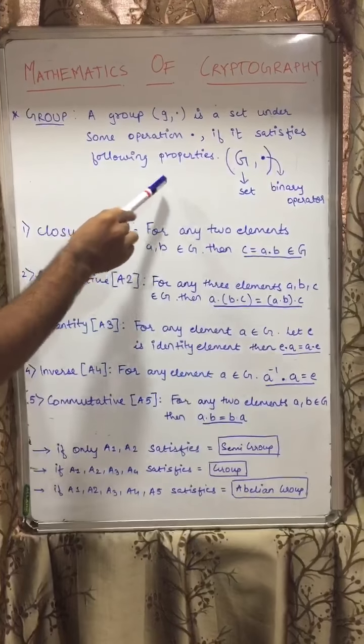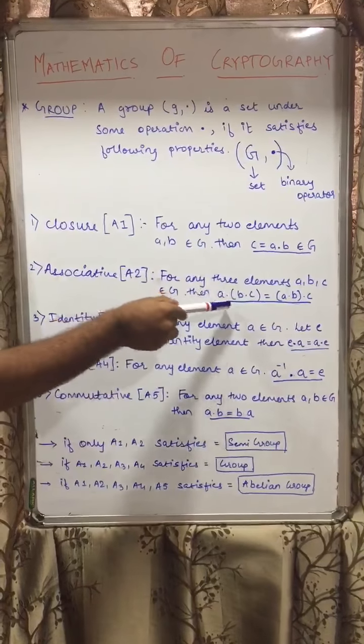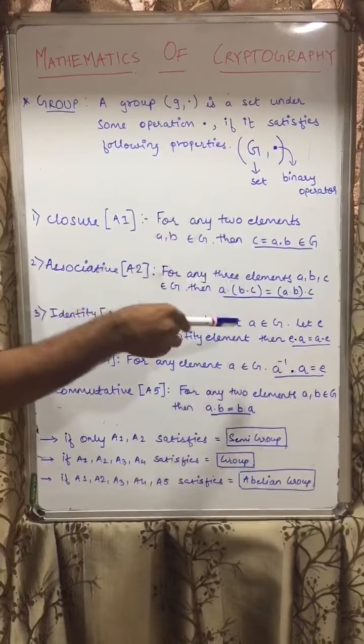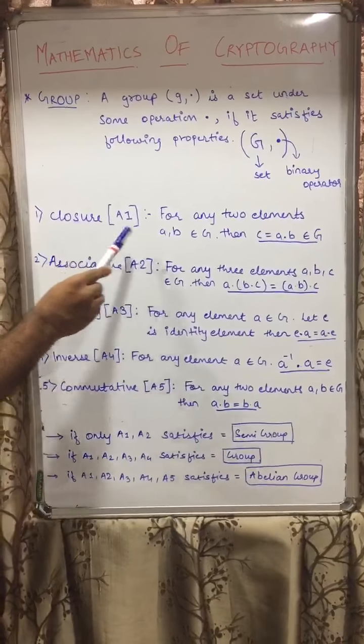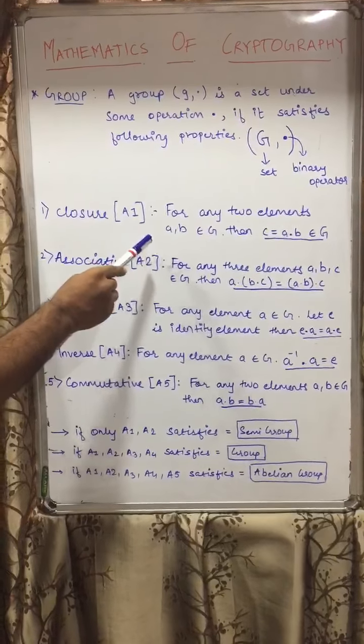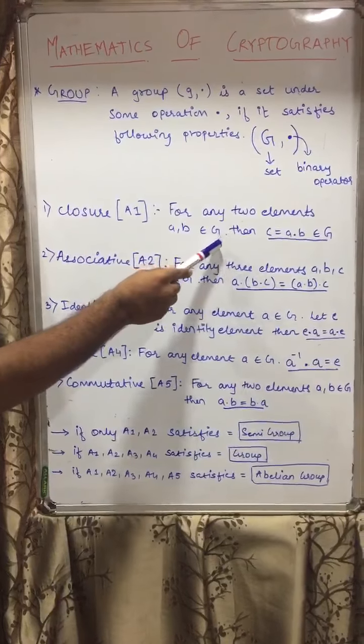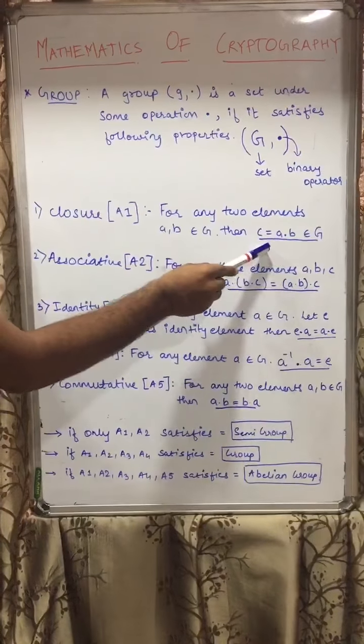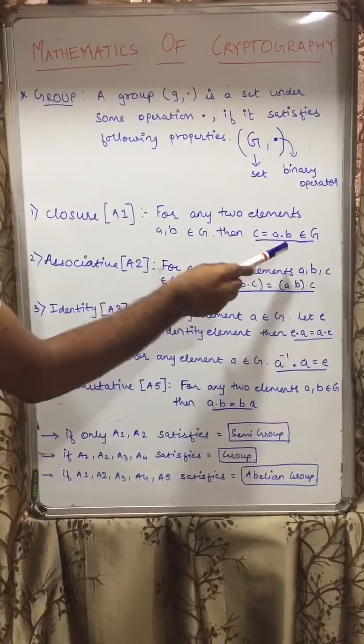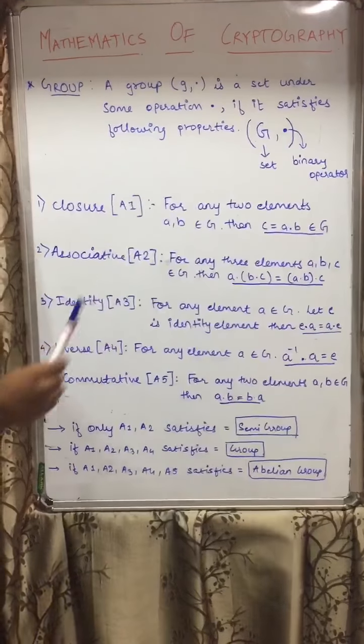While I am explaining any of these properties, this dot is any of the operators, and I will be speaking it as dot for convenience. First of all, let us talk about closure property, A1. The closure property says that for any two elements A, B belonging to G, which is our set, then C equals A dot B should also belong to G, our set.